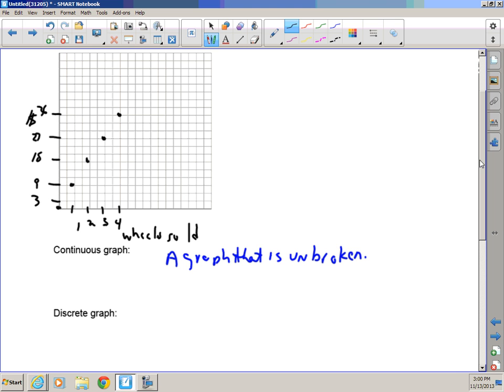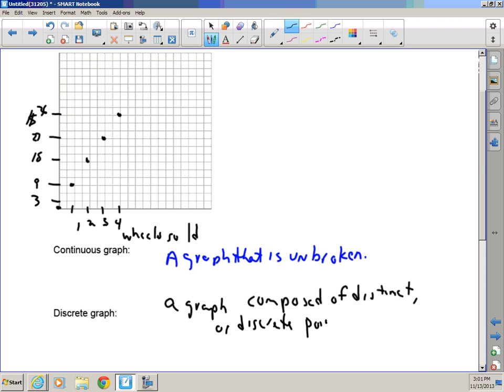A discrete graph is a graph composed of distinct or discrete points, meaning only those points satisfy our conditions. Now, you will see discrete graphs where they will connect the dots to form a line, but you need to understand that not every point on that line works.